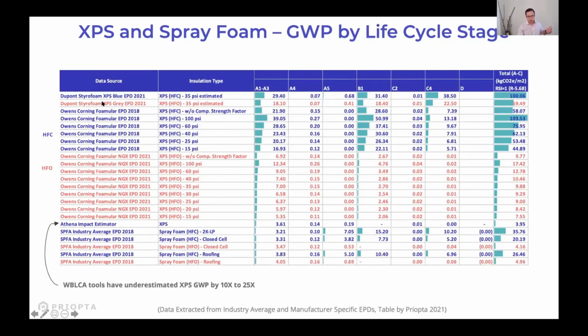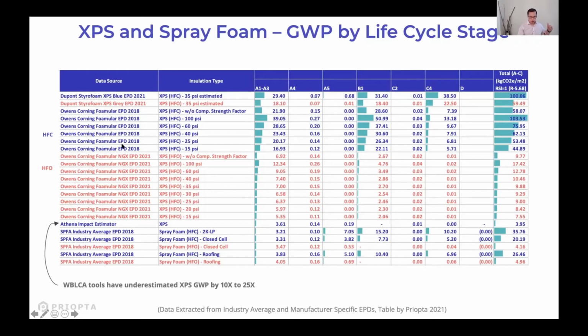What I've done is I've looked at DuPont's XPS EPD, both the older version, which is the blue XPS, and then their newer, lower global warming potential XPS insulation, which is their gray one. Generally speaking, the blue text refers to the HFC-based insulation, the older variety with the higher impact blowing agents. And then the red ones are the HFO, or they may or may not be technically HFO, but they're lower global warming potential blowing agents. So you can see this is DuPont's numbers.